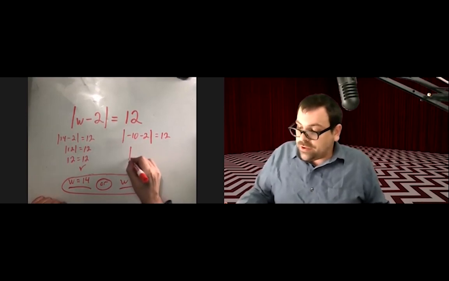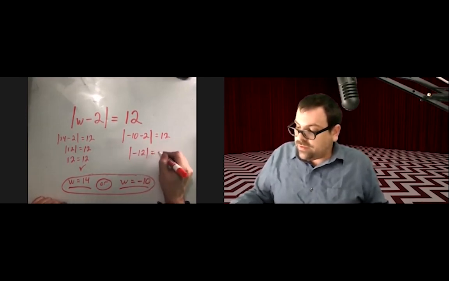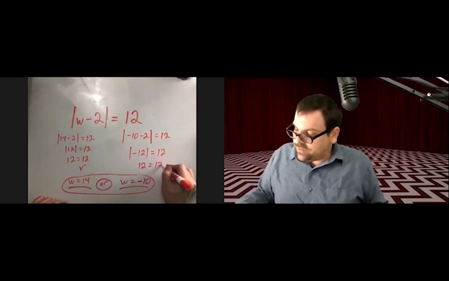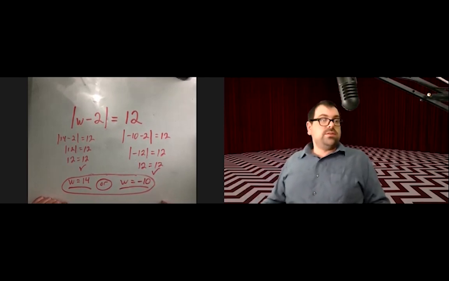Negative 10 minus 2 is negative 12. The absolute value of negative 12 is positive 12. So that one checks as well.